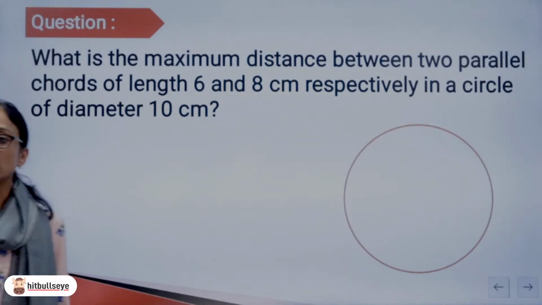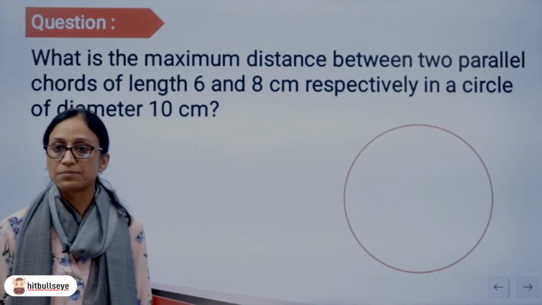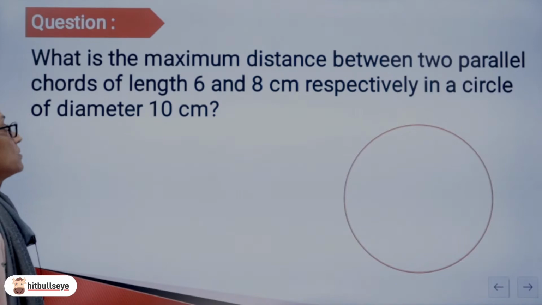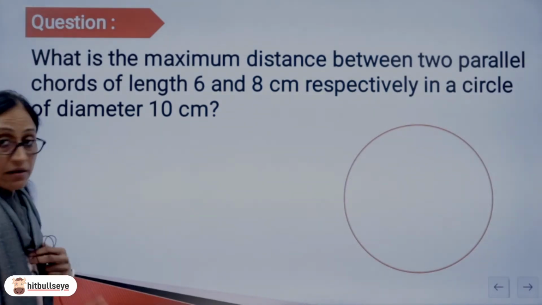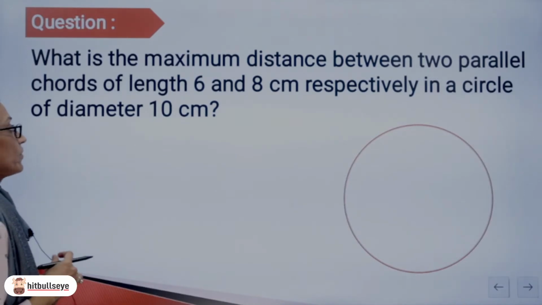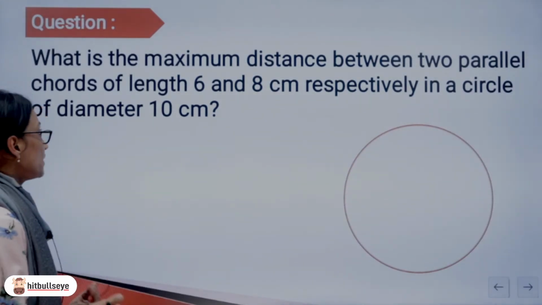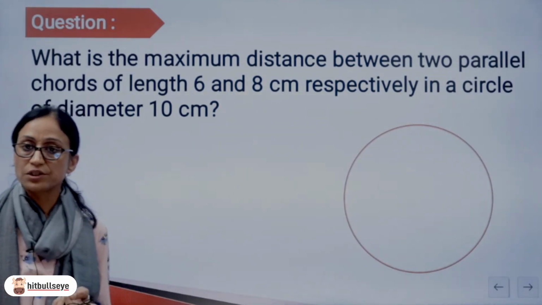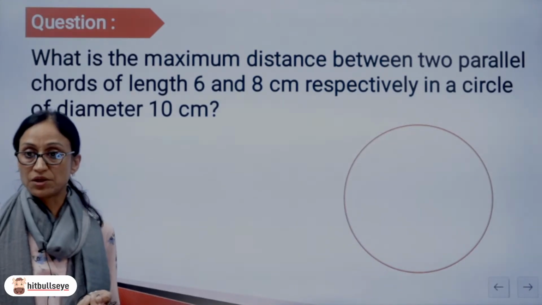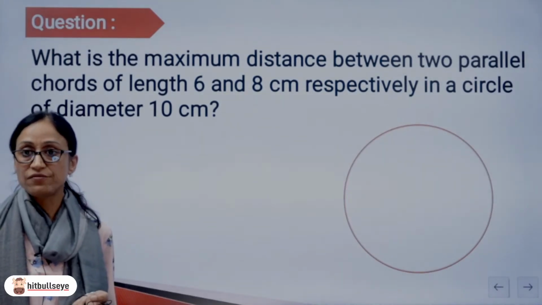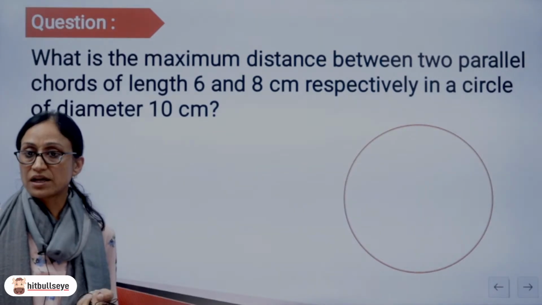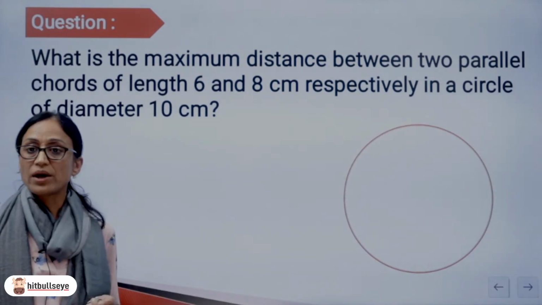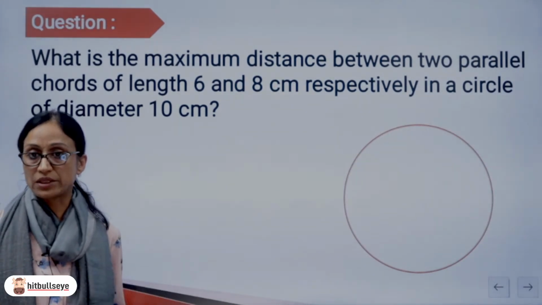This question is talking about a very basic concept of circles now. It says, what is the maximum distance between two parallel chords, parallel is very important here, of length 6 and 8, respectively, in a circle of diameter 10 centimeter. So what is the information given to us? The diameter is 10 centimeters, which means radius is of course 5. There are two parallel chords of the length 6 and 8 respectively. The question is talking about maximum distance between them.